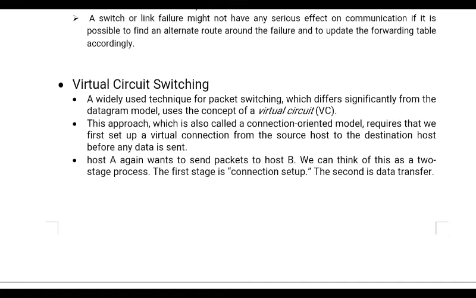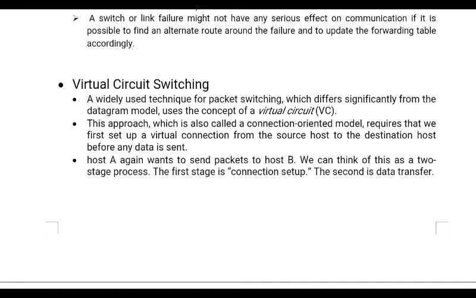Okay, so it is one of the widely used techniques for packet switching, which differs significantly from the datagram model. Is it clear? So it is going to use the concept called a virtual circuit. So a virtual connection is going to be established between the source and the destination. The path is going to be decided here. Is it clear? On which path these particular packets have to be forwarded to reach the destination.